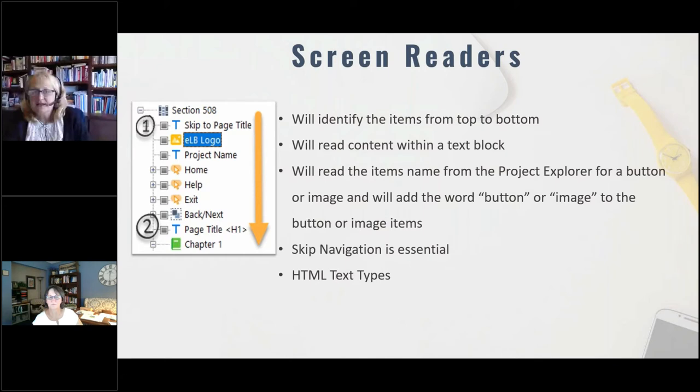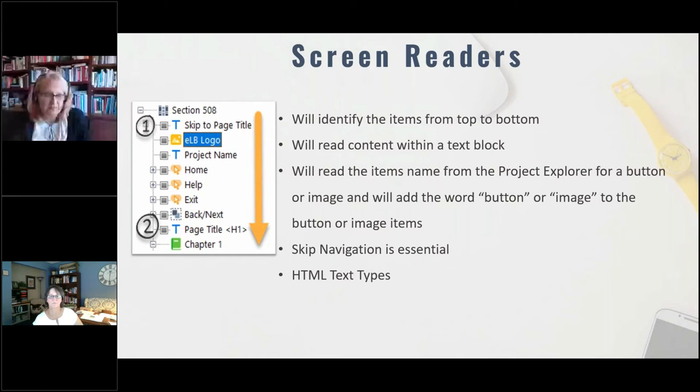But a screen reader will identify items from the top to the bottom, which is why I've got my arrow down there. In some tools or online projects, you actually have to indicate how they are. But with Lectora, it does it for you automatically, which can really save you some time. It automatically knows, so you can see here's the T for the text block. It automatically knows that's a text block, so I'm going to go ahead and read whatever's in that text block, not necessarily reading from Project Explorer.